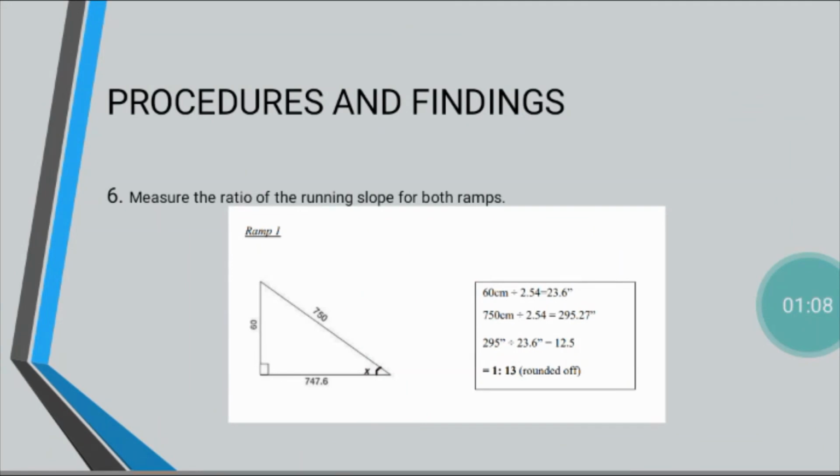Next, measure the ratio of the running slope for both ramps. 60 cm divided by 2.54 cm, we get 23.6 inches. 750 cm divided by 2.54 cm, we get 295.27 inches. 295 inches divided by 23.6 inches, we get 12.5, and then we round off, we get the ratio of 1 to 13.